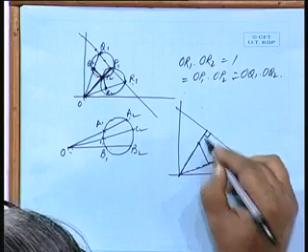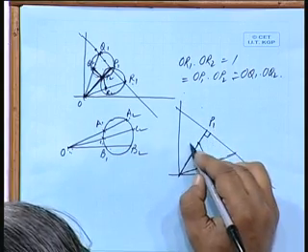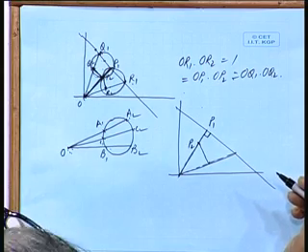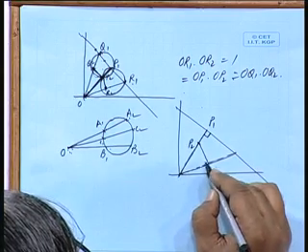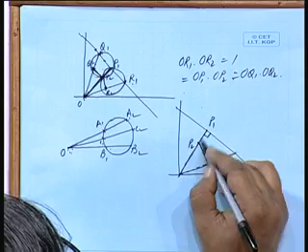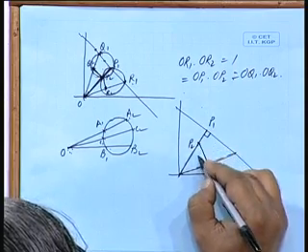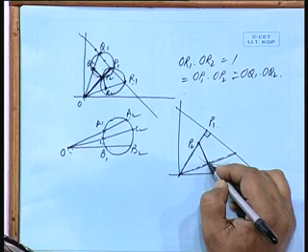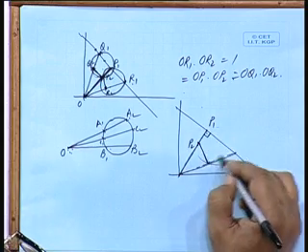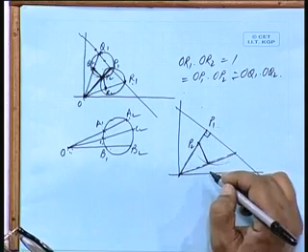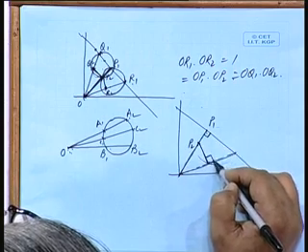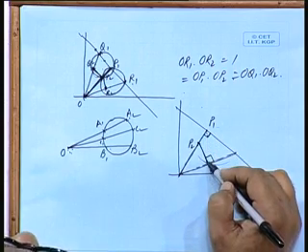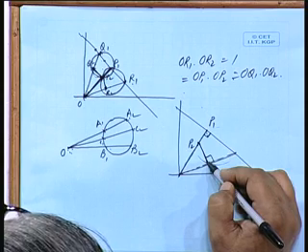This is 90 degrees, OP1 is perpendicular, all right. These 4 points are lying on a circle. So, opposite angles of a quadrangle inside the circle will sum up to 180 degrees. So, if this is 90 degrees, this will also be 90 degrees, all right.